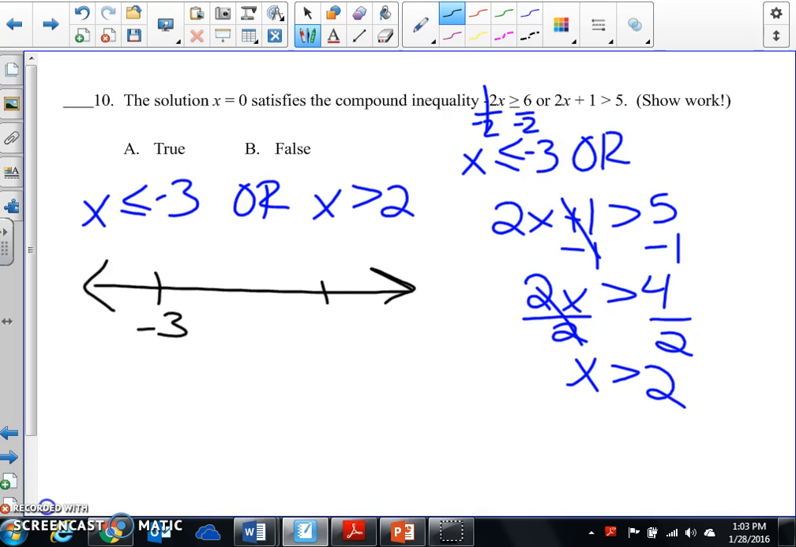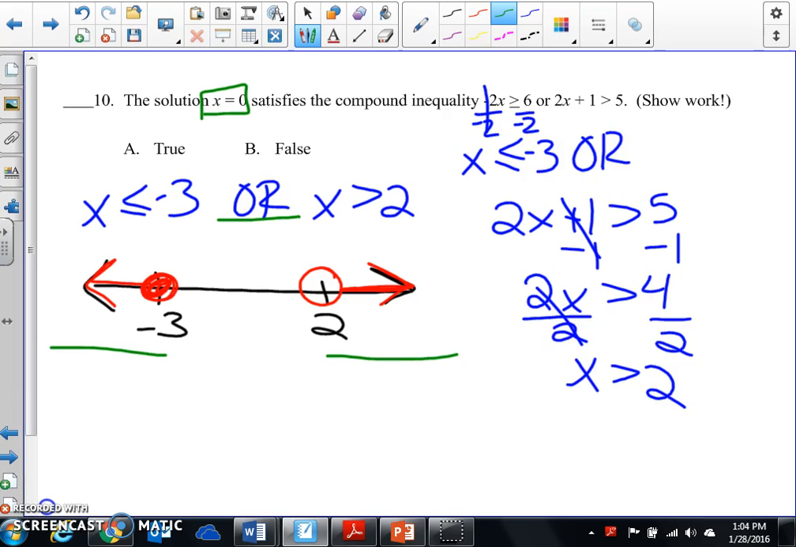So here's -3, here is 2. I go to -3, it's a closed circle going to the left. I go to 2, it's an open circle going to the right. So the question was, is x equals 0 a solution? So since it's an or, all of these answers and all of these answers are possible solutions. 0 is here. It is not shaded. Therefore, that is a false statement.